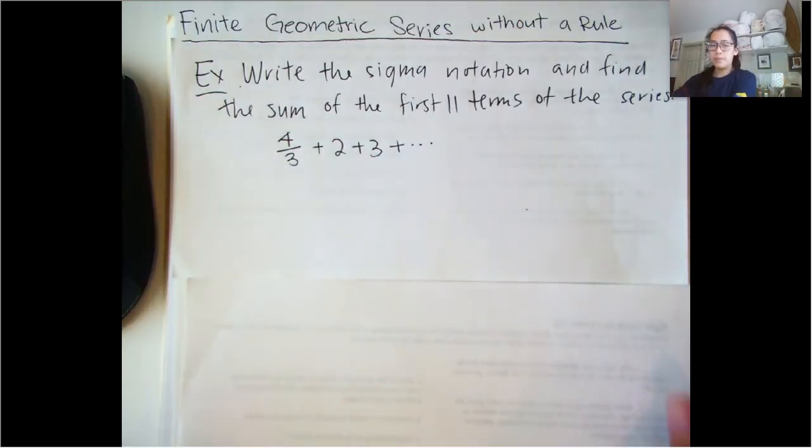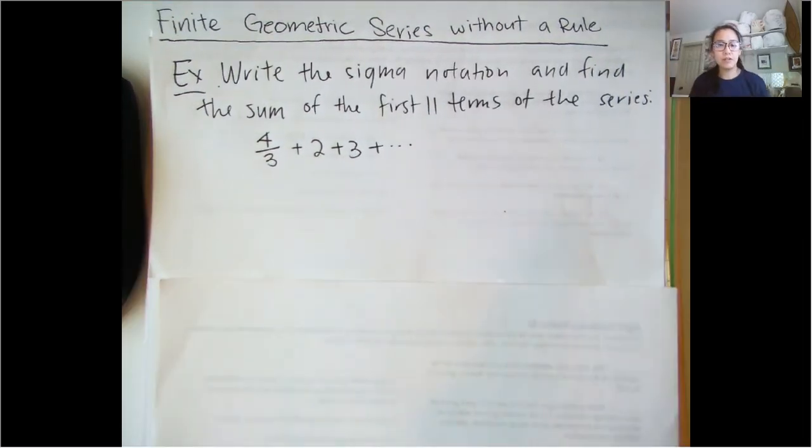Okay, so the problem we're going to go over is: write the sigma notation and find the sum of the first 11 terms of the series 4/3 plus 2 plus 3 plus ... So this goes on. We don't necessarily know what the next terms are, but maybe we need them, maybe we don't. If you wanted to write a rule for this, and use the format of the geometric series that we had before, you just need A, N, and R.